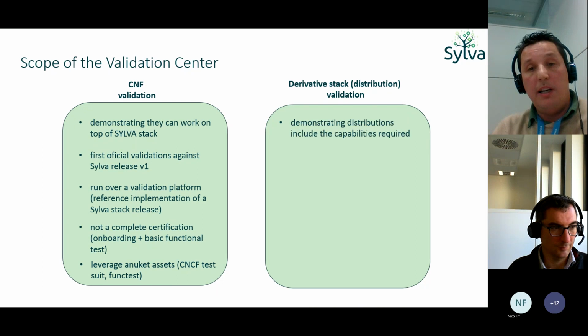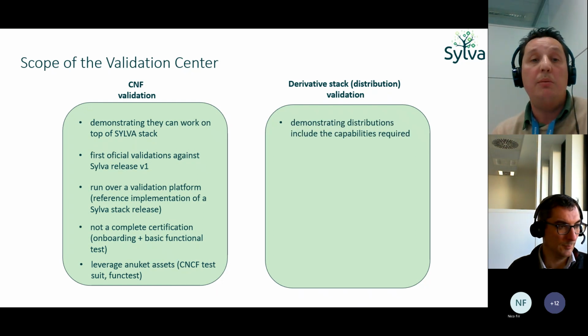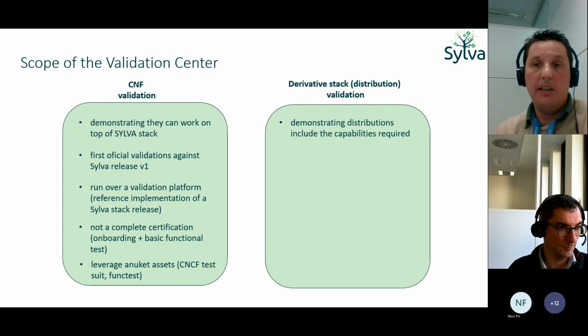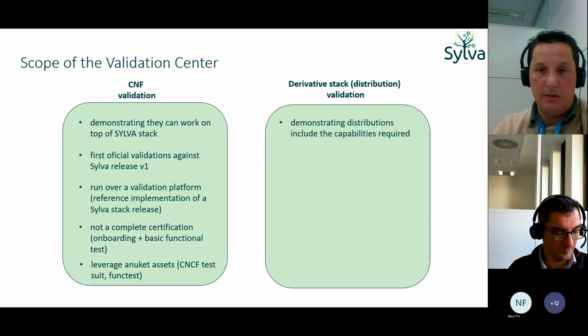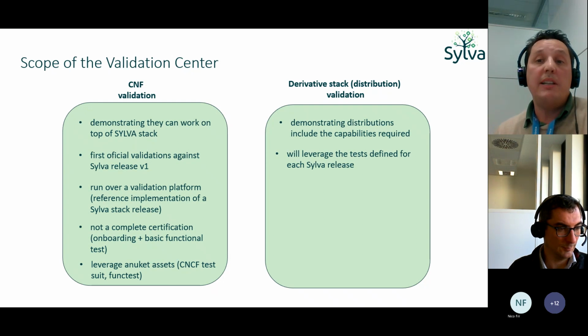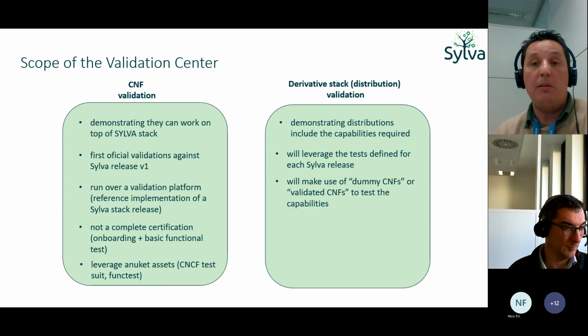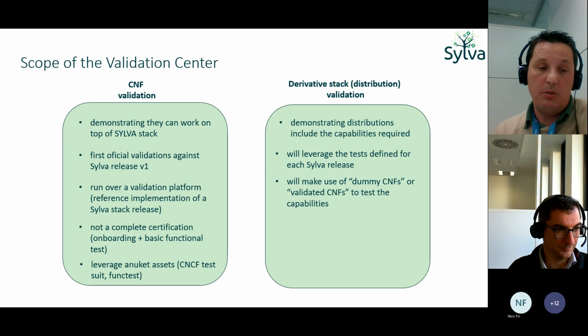In that part of the derivative stack, well, as I say, this is not the focus right now, but it will be in the following way. The intention of this second part of the validation center is, instead of demonstrating that the network functions can work on Sylva, to demonstrate that any distribution created out of the open source release includes the capabilities that are required by the different network functions. To do this, of course, we will be leveraging some of the tests that have been done when testing the release itself. And we will probably be using the validated network functions or some dummy network functions that make use or claim to require some capabilities, to demonstrate that these capabilities are incorporated in this distribution and not lost when converting the open source into the commercial product.